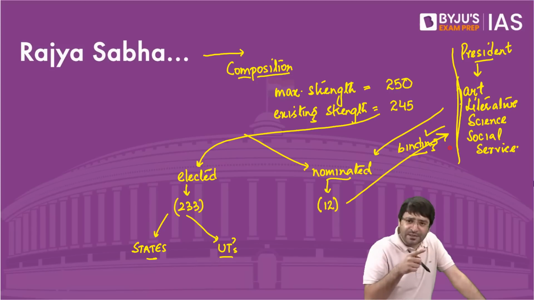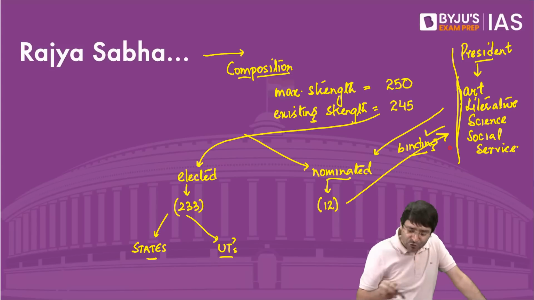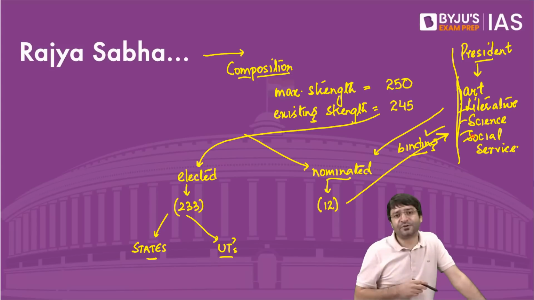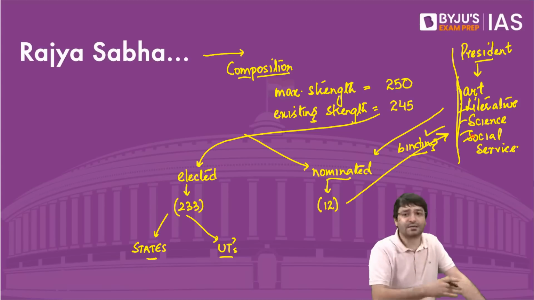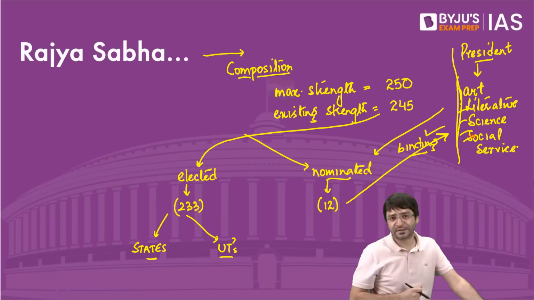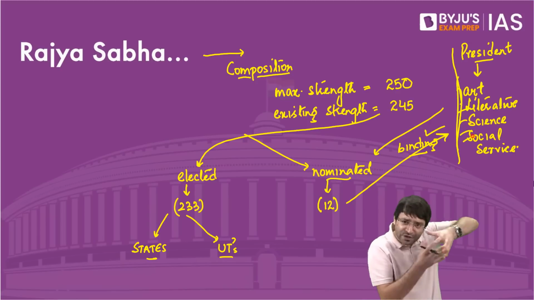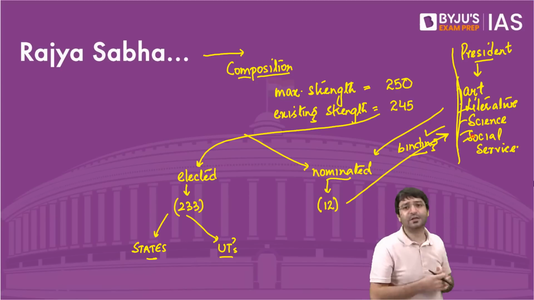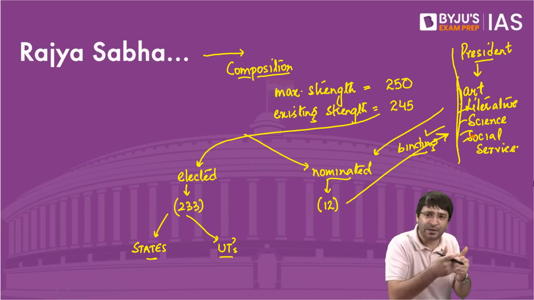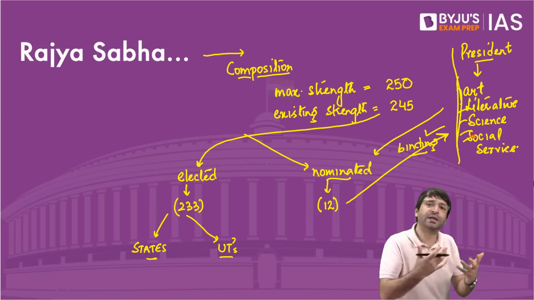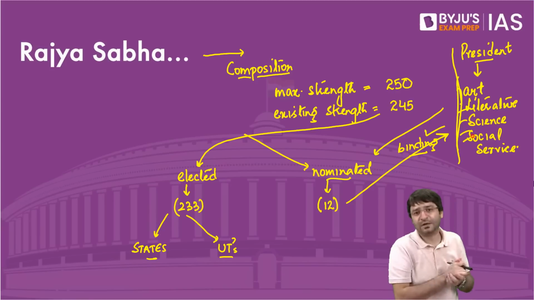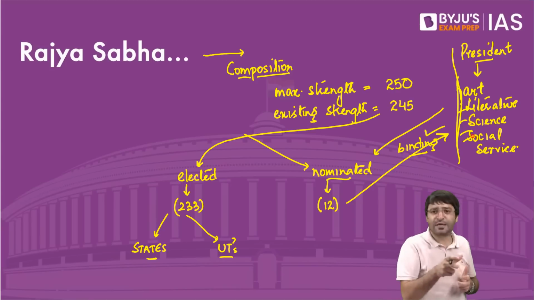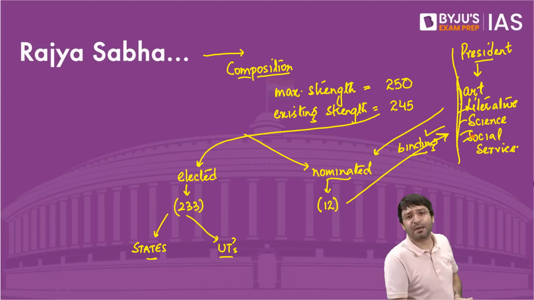And it is not that the president will have to nominate MPs only from these fields: art, literature, science, social service. Constitution only provides for an illustration that president can nominate 12 MPs from fields such as art, literature, science, social service. That doesn't mean president has to restrict itself only to this list. President can nominate anybody who has performed spectacularly well in any field in India, so that you can be part of lawmaking exercise and you can become the member of Rajya Sabha.